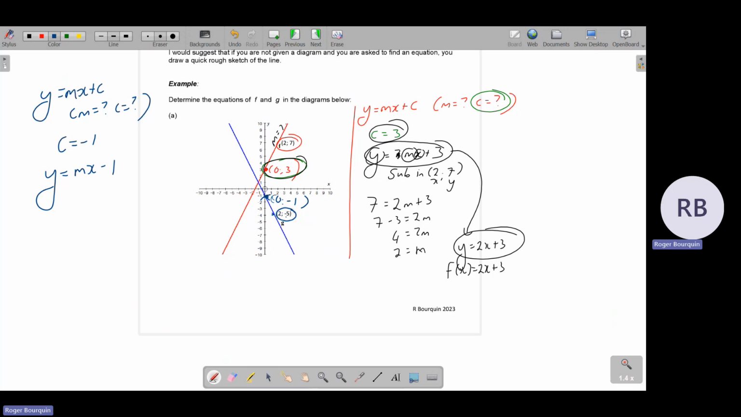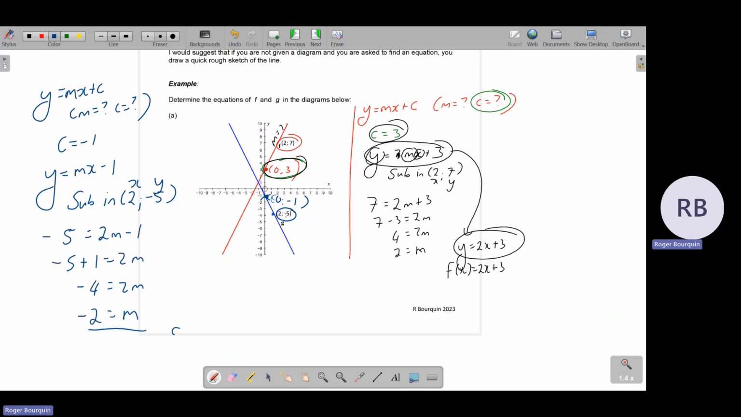To find m, I could use the gradient formula, or I could sub in another point that it lies on. So I replace x with 2 and y with minus 5, and I get minus 5 is equal to 2m minus 1. Minus 5 plus 1 is equal to 2m. Minus 4 is equal to 2m. Divide by 2, and negative 2 is equal to m.